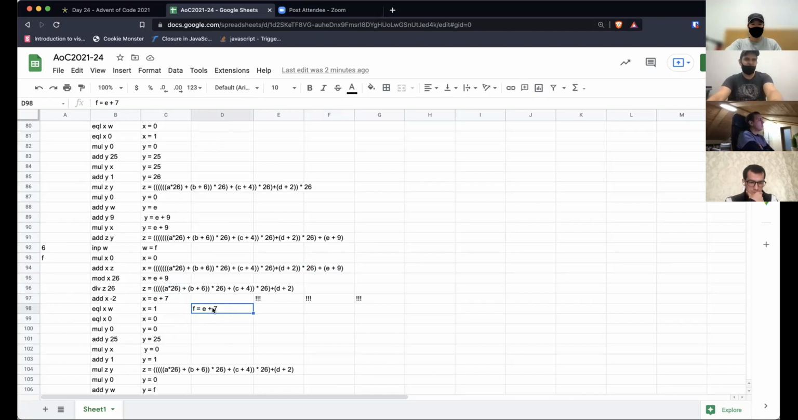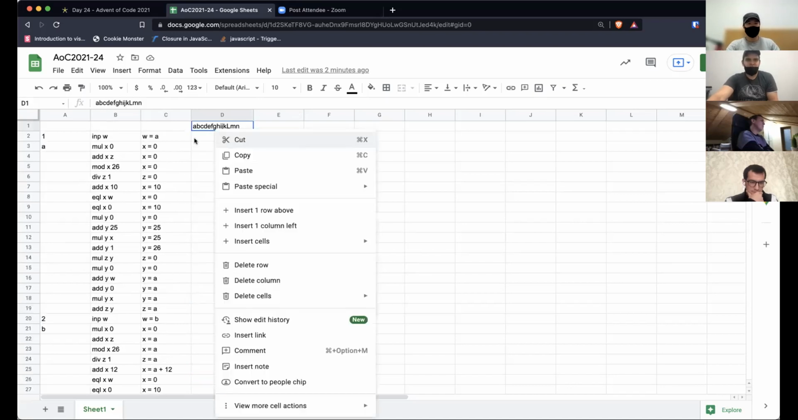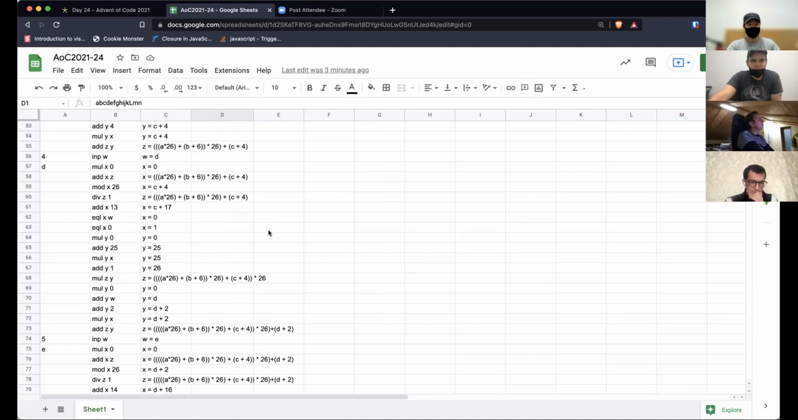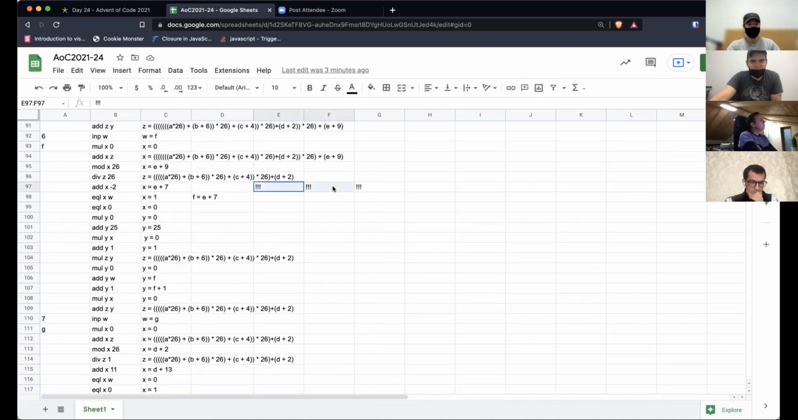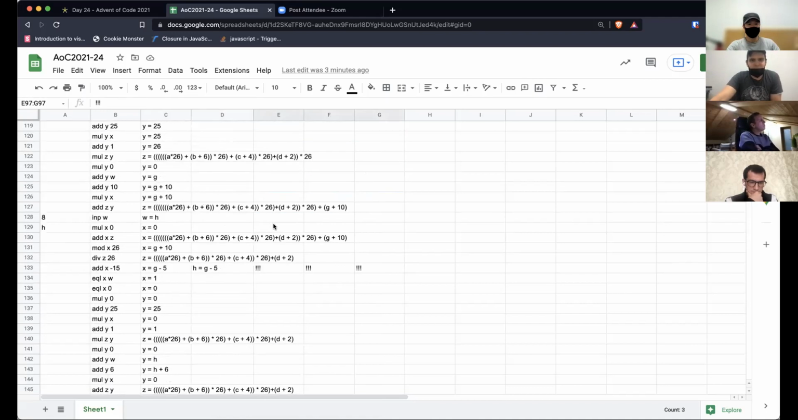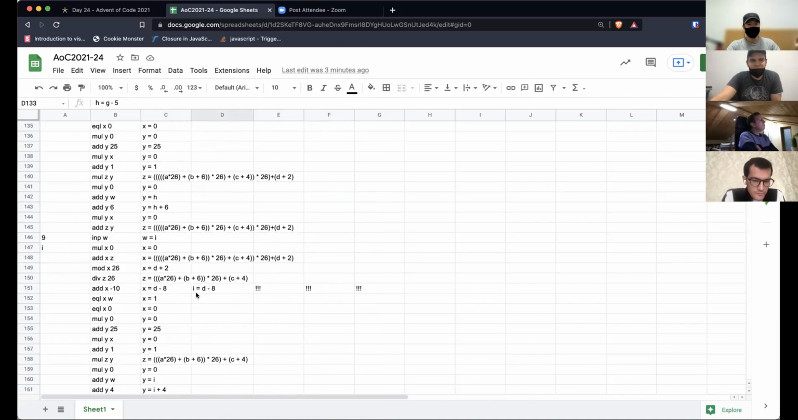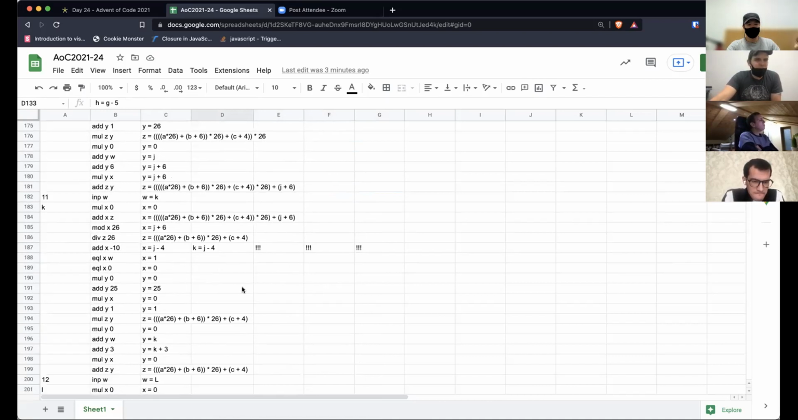So here one of my equations is F is going to equal E plus 7. So at the top here, I know that the F digit is going to be E plus 7. I marked all of these with a bunch of exclamation marks so I can find them easily. Here I have another one: H is going to be G minus 5. I is D minus 8, and so on and so on.